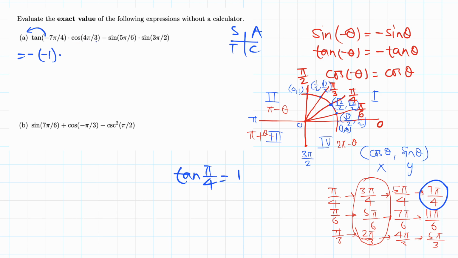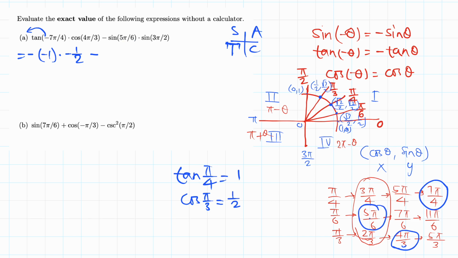Now cosine 4 pi over 3. 4 pi over 3 is here, related to pi over 3, in the third quadrant. What is cosine pi over 3? Pi over 3 is here. Cosine means the first coordinate, 1/2. But we are talking about the third quadrant. In the third, only tangent is positive, so cosine is negative there. So negative 1/2.